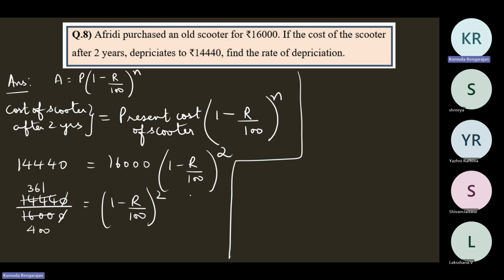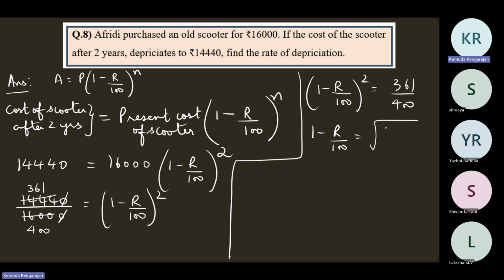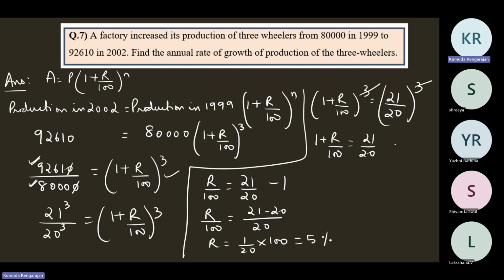So after this, children, you can also proceed like this. I'll write it the other way. 1 minus r by 100, the whole square is equal to 361 by 400. The earlier one also can be worked like this. So 1 minus r by 100 is equal to square root of 361 by 400. In the earlier one, you can transpose this to the other side as cube root of.